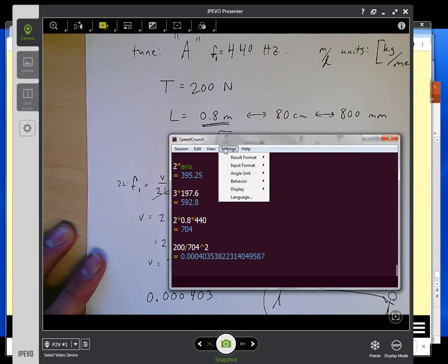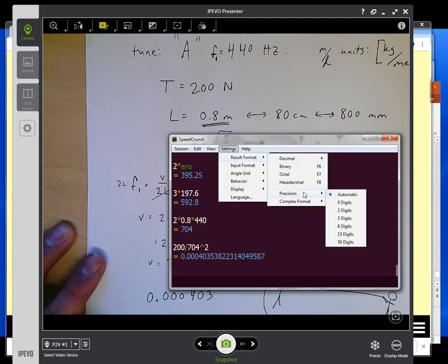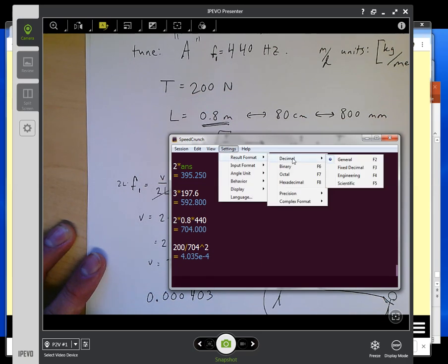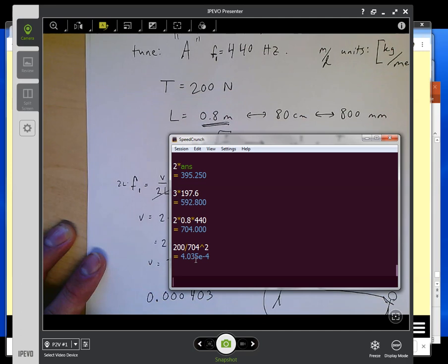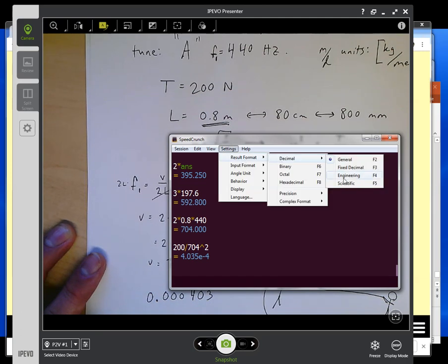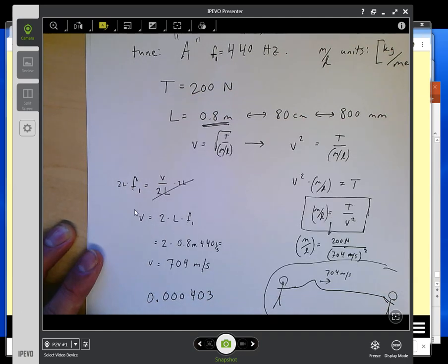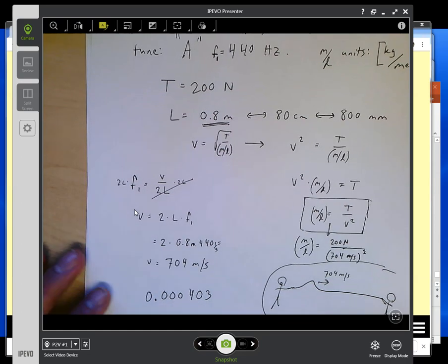Obviously, we don't need that many digits. That seems a little ridiculous. It says automatic. Well, something like this, but okay. I'm trying to maybe make it in a format, this is the format that I usually use, engineering format, where it says 403 times 10 to the minus 6. I would just like for you to be able to make sense of the results, so whatever way is best for you.